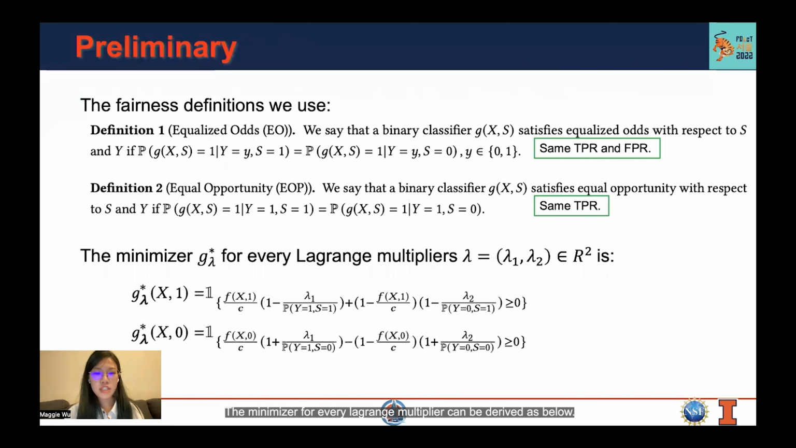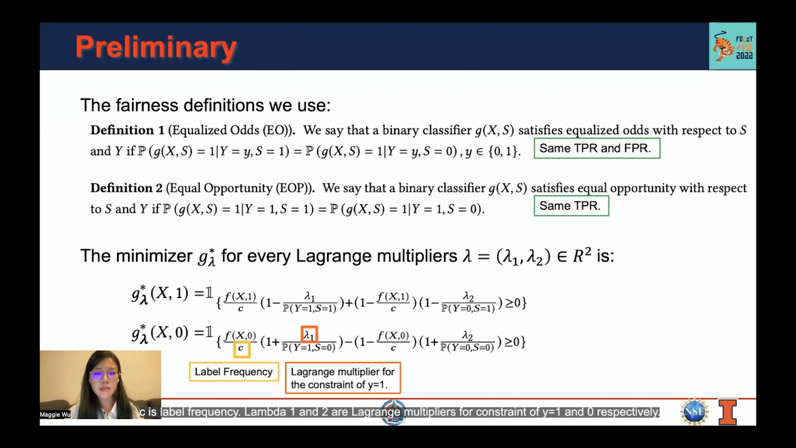The minimizer G lambda star for every Lagrange multiplier can be derived as below. Here, C is the label frequency, and lambda 1 and lambda 2 are the Lagrange multipliers for the constraints of y equals 1 and 0 respectively.